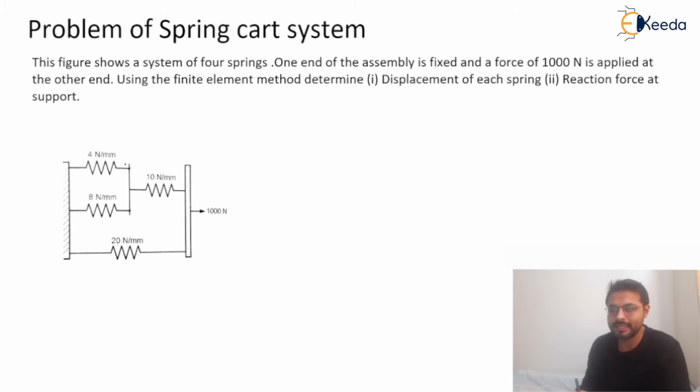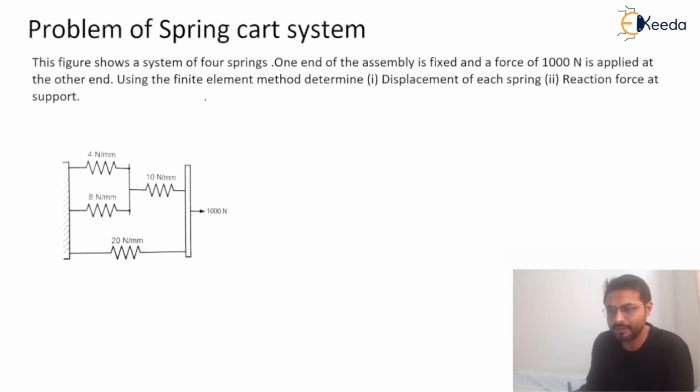Now let's first understand what the problem is here. As you can see on your screens, we have 4 different springs. This is the assembly of springs, also known as a spring cart system. One end is connected to the fixed end and the other end is provided with the force. The force is applied on the other end. So let's start the solution.